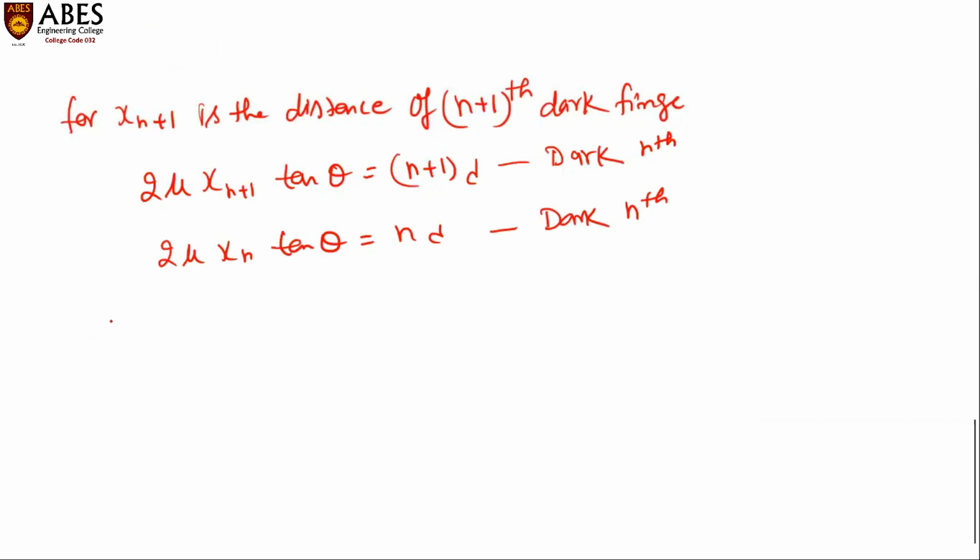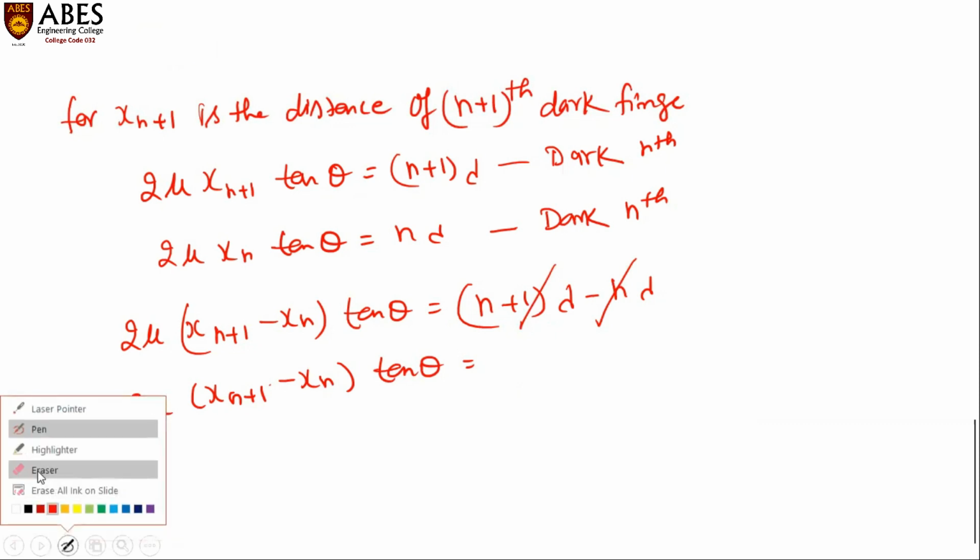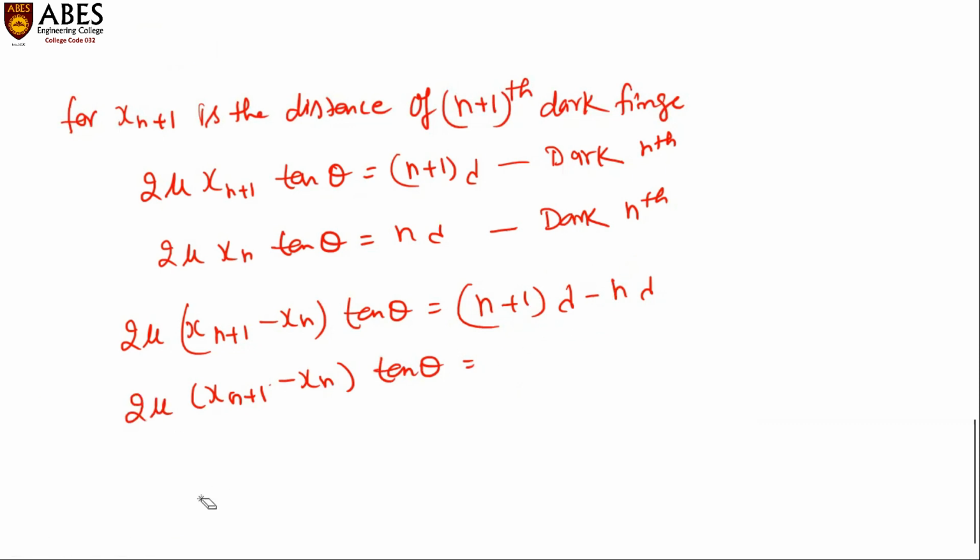Now we subtract these two equations, then we get 2 mu (xn plus 1 minus xn) tan theta is equal to (n plus 1) lambda minus n lambda. Here the n terms cancel out and the term left is lambda.